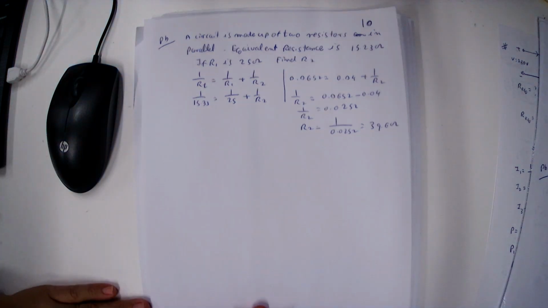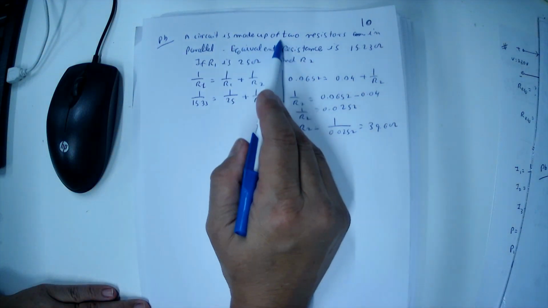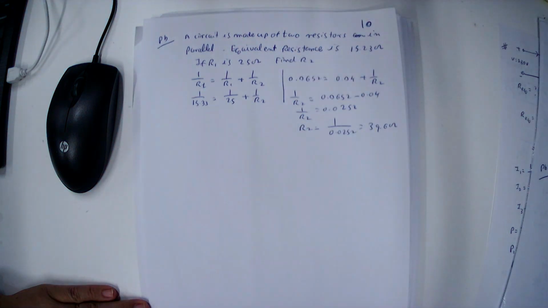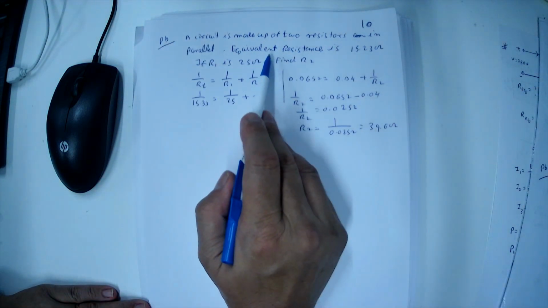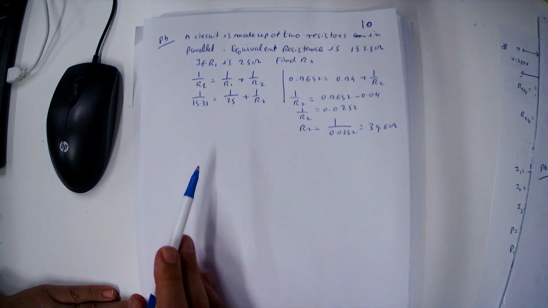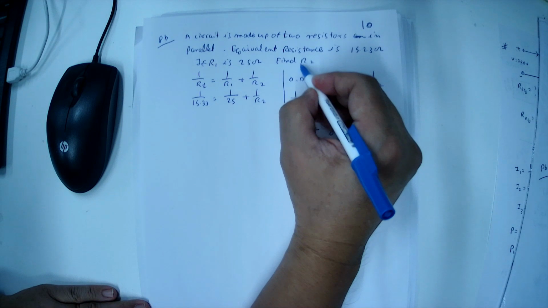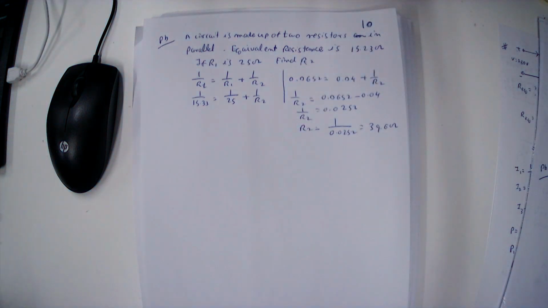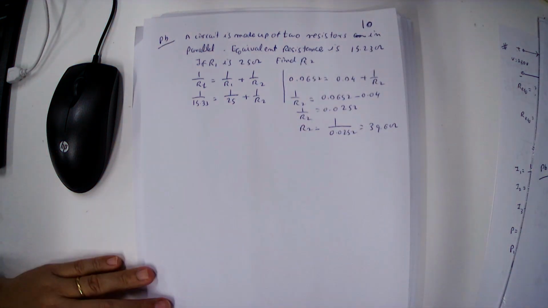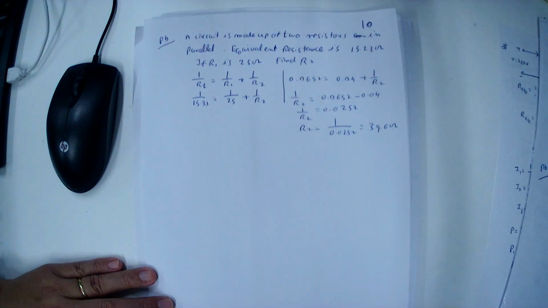Okay, this problem: a circuit made of two resistors in parallel. The equivalent resistance is 50.23 ohm. If R1 is 25 ohm, we need to find R2. So these are two resistors connected in parallel. The equivalent resistance is 50.23, R1 is 25 ohm, and we need to find R2.